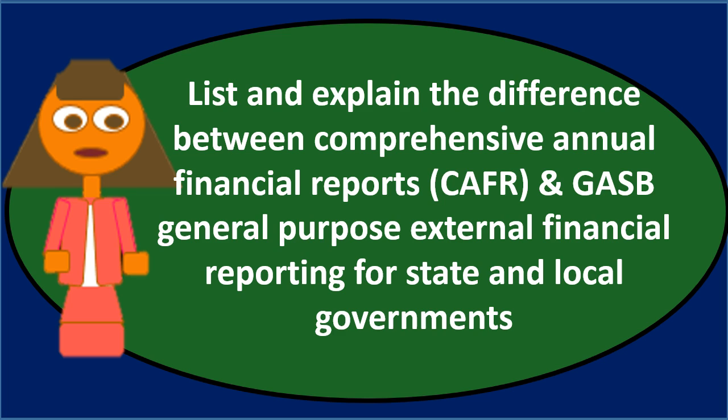So that is the minimum requirement, and those are the GASB General Purpose External Financial Reporting for state and local government. The CAFR presents three types of information, which are broken out into these categories.